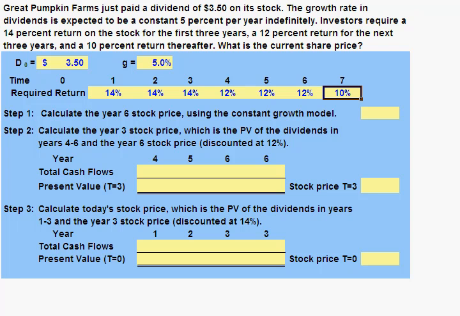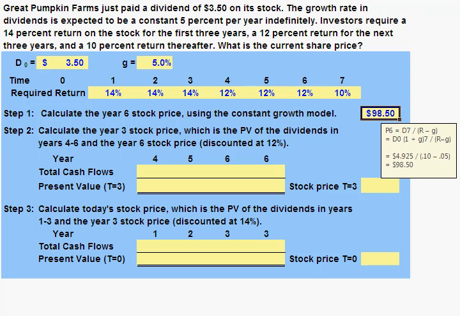Calculate the year 6 stock price using the constant growth rate model. In year 6, the stock price will be $98.50. This is the year 7 dividend divided by R minus G. To calculate the year 7 dividend, we take today's dividend of $3.50 and multiply it by 1 plus the 5% growth rate to the 7th power.